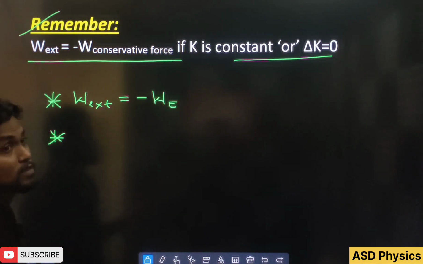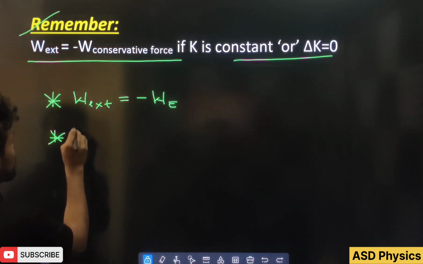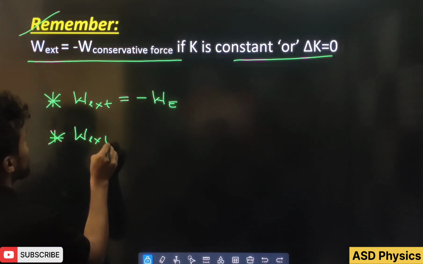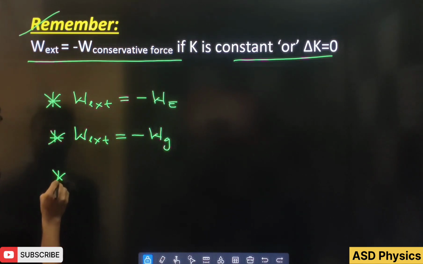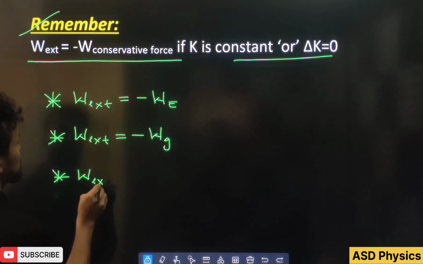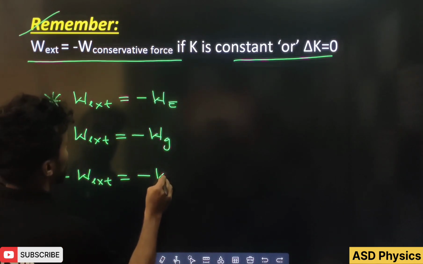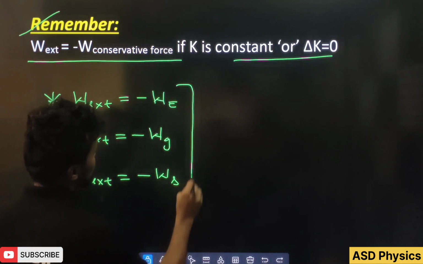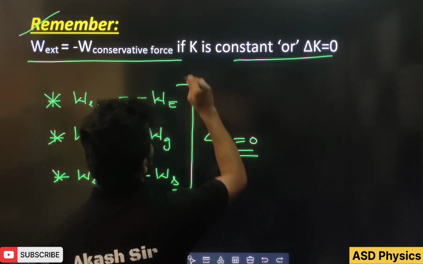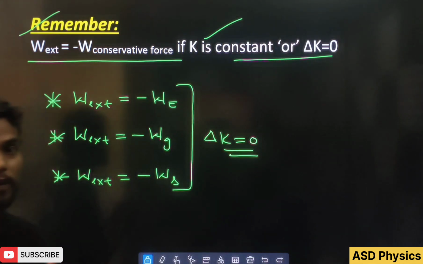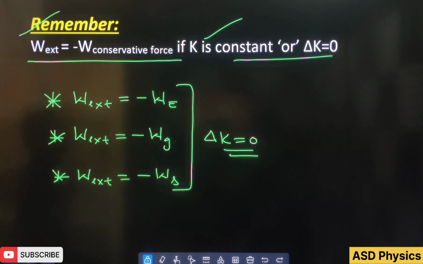In 11th, we have learned gravitational force is also conservative force. So here also we can write W external is equal to minus of WG. Even for spring force, in 11th, W external is minus of WS. All this is applicable when delta K equals 0, as I have told you. Remember that very basics. That's why we have done this basics.